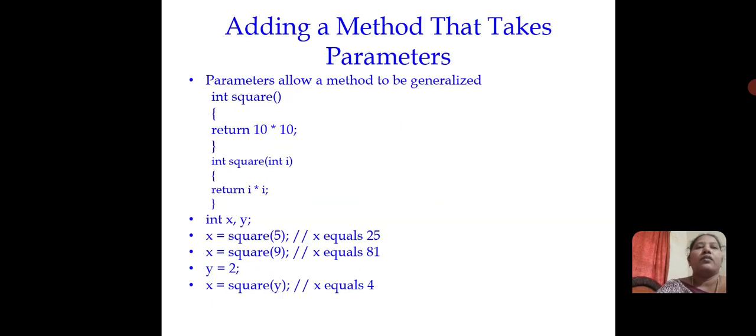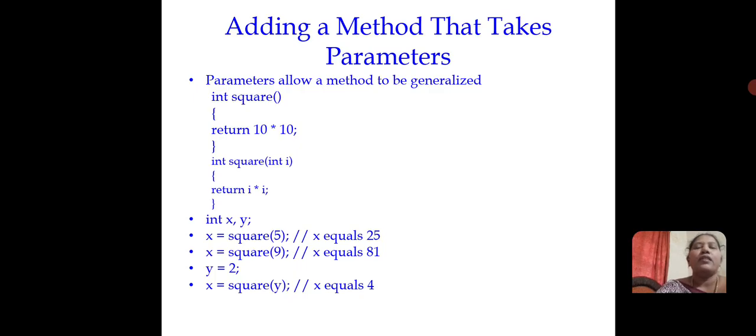Next, adding a method that takes parameters. So far we have seen methods without any parameters. Now if you want to include parameters, how do you use them? So int square is a method without any parameters. Whenever it is called, it will return the value 100. Instead of that, in the second function, int square(int i), i is a parameter that is passed to the method square. So here you are returning i into i. Whatever value you pass will be multiplied by itself and returned.